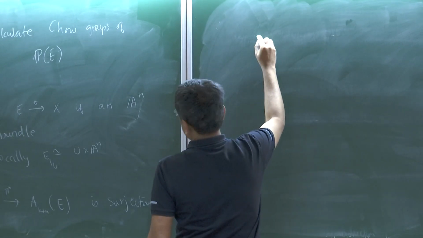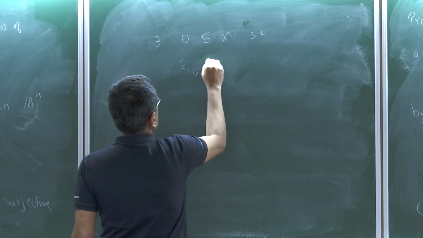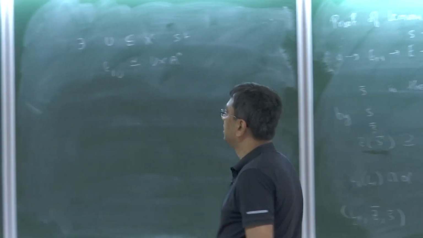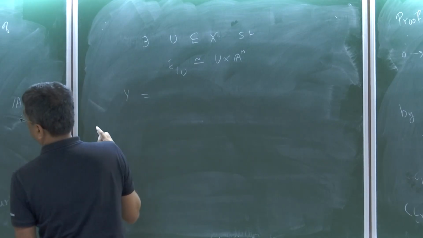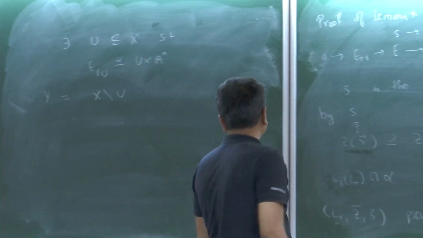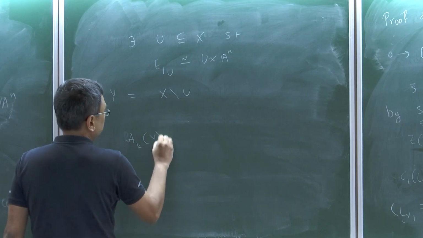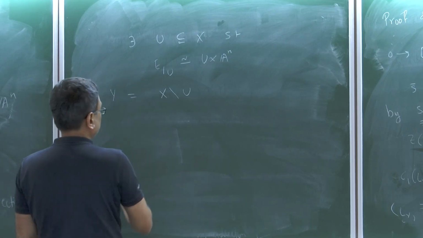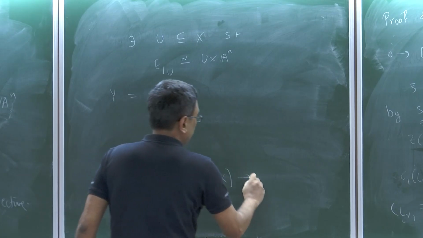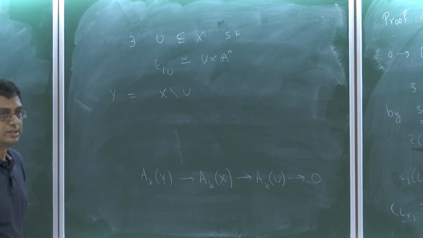So the point is that there exists a U in X such that E restricted to U is isomorphic to U cross AN. Actually it is true for an open cover, but select one open subset. Then let Y be equal to X minus U. This is the closed subset. Then we have a right exact sequence: AK of Y mapping to AK of X mapping to AK of U. This was slide number 10 of today's first lecture, right? So we have this right exact sequence.